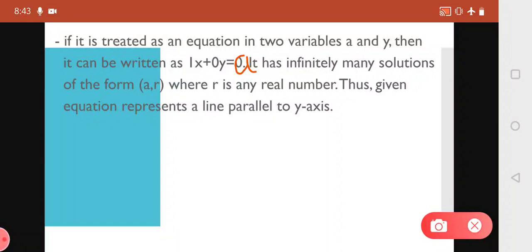So such equations, that is 1x plus 0y equal to a, have infinitely many solutions in the form (a, r), where r is any real number, and this equation represents a line parallel to the y-axis.